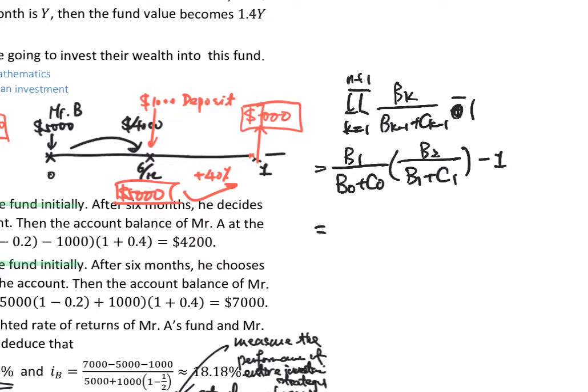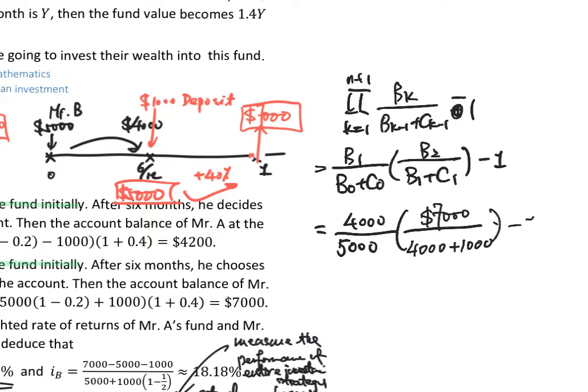First of all, for B0 plus C0, that will be 5,000, because B0 is 5,000 and C0 is 0. For B1, that will be 4,000. For the second term, B1 is 4,000, and for C1, because you make the deposit, you have plus 1,000, and for B2 that will be 7,000, and then minus 1. If you perform the calculation, you will find that the answer is again 12%.